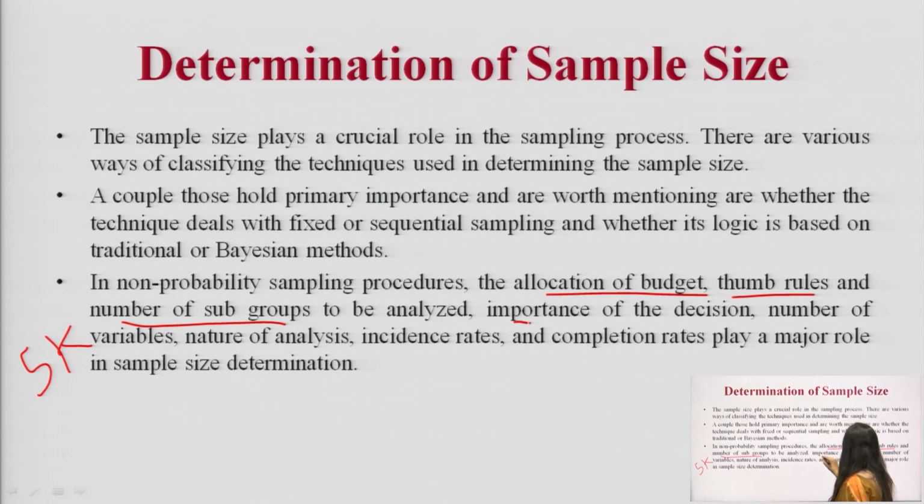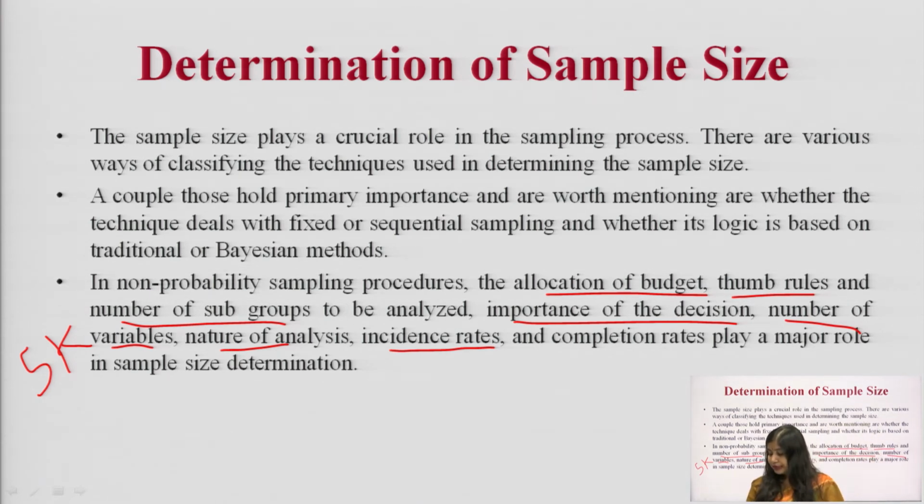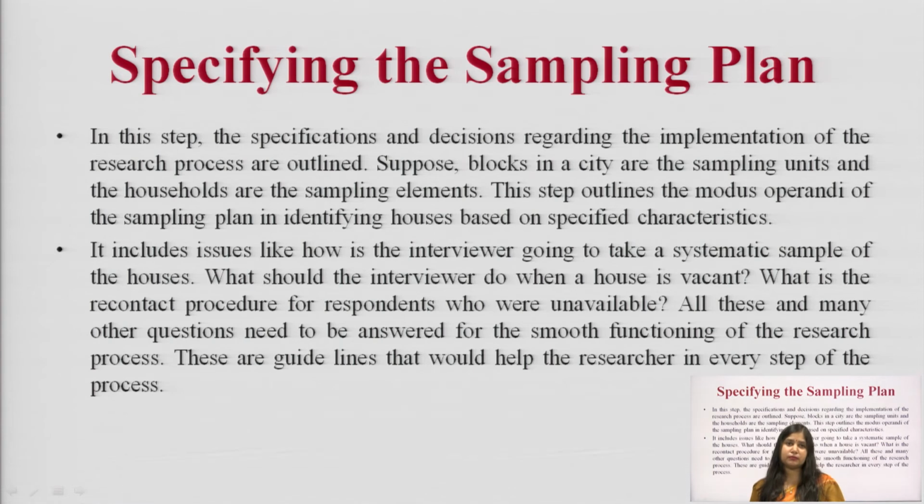Then the importance of the decision, the number of variables, the nature of the analysis, the incidence rate, and these types of factors decide how many samples we are going to take in our research. Then we have to specify the sampling plan. So what is the sampling plan in this step? Basically, the specification and decisions regarding the implementation of the research process are outlined.